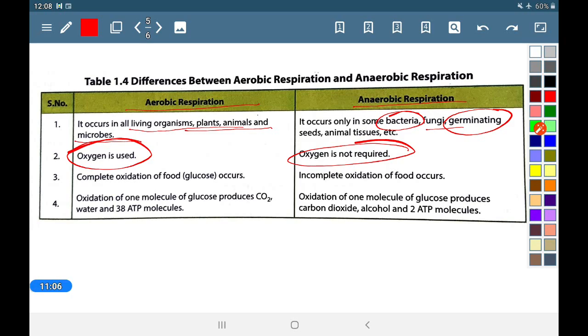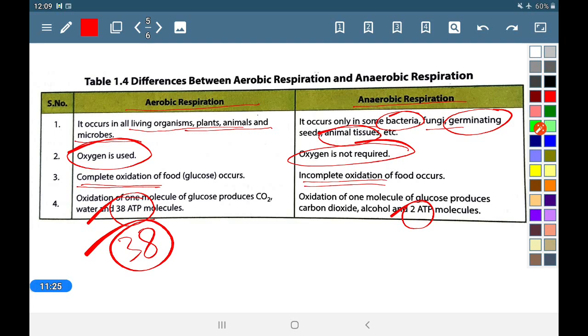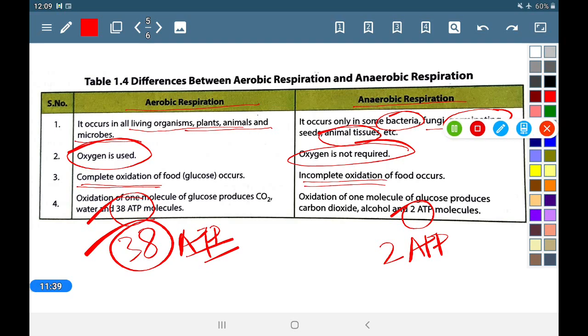And even our muscles sometimes do anaerobic respiration. In aerobic respiration, complete oxidation takes place, but in anaerobic it is incomplete. And here a huge amount of energy is produced, 38 ATP, but in anaerobic a smaller amount of energy is produced, only 2 ATP. Okay, these 4 points are important.